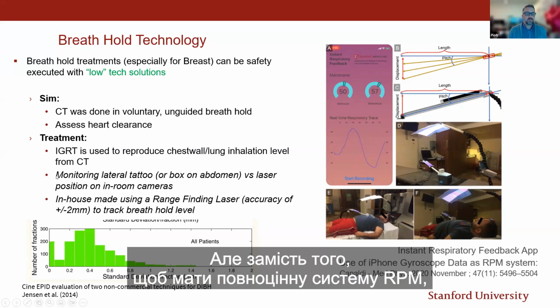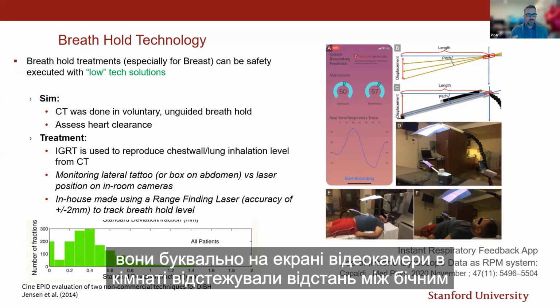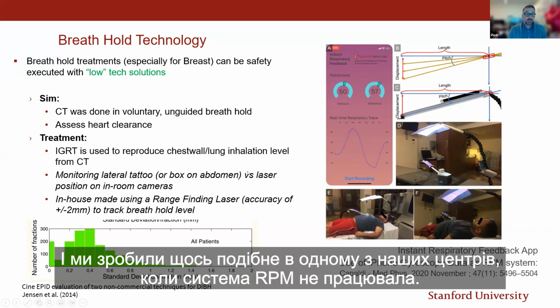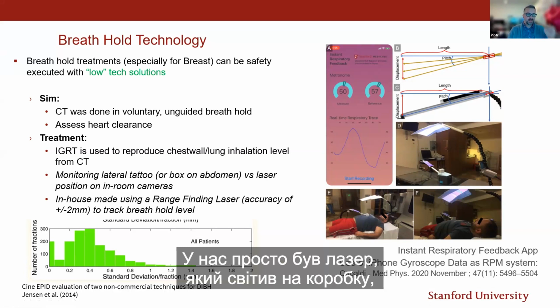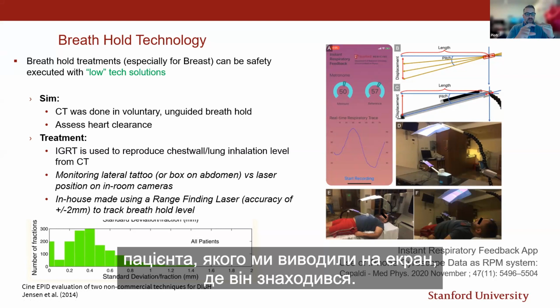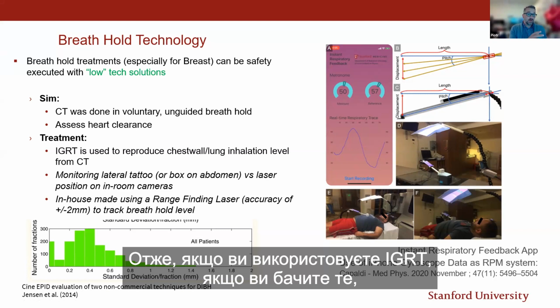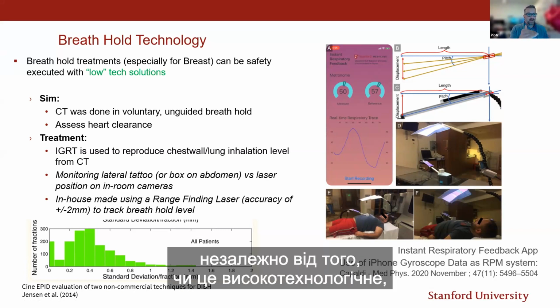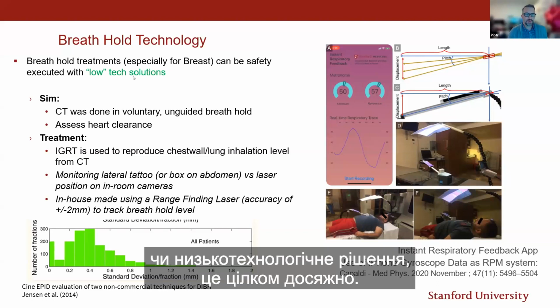But instead of having a full RPM system, on the video camera screen in the room, they were monitoring the distance between the lateral tattoo and the wall laser. And we actually did something similar here at one of our centers when the RPM system was down. We basically had a laser shining on a box on a patient, and we would mark on the screen where it was. As long as you're IGRTing it, as long as you're seeing what you want to treat, and you're monitoring the patient's level, whether it's a high-tech or low-tech solution, it's pretty achievable.